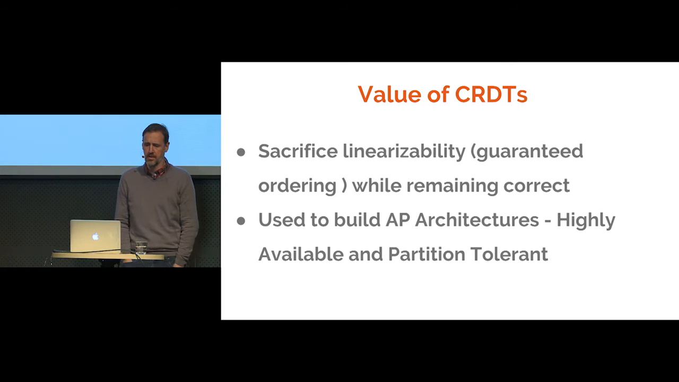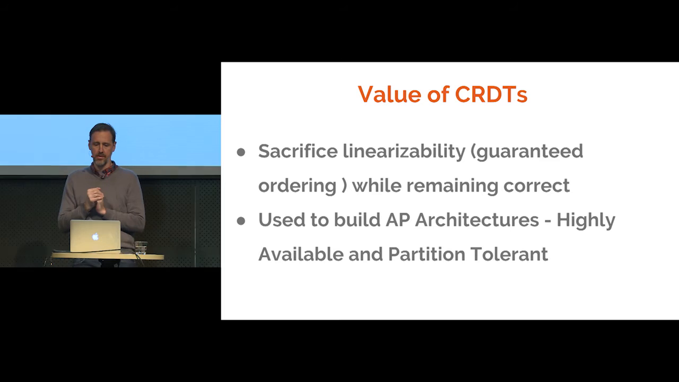So what are some of the other values of CRDTs? One of the big things they do is you can sacrifice linearizability, guaranteed ordering, while still remaining correct. What that means is, going back to the counter example, I can do a count and get the order of my counts in a different order and still arrive at the same final value. So I don't have to guarantee the ordering of the operations in my system to arrive at the correct value.